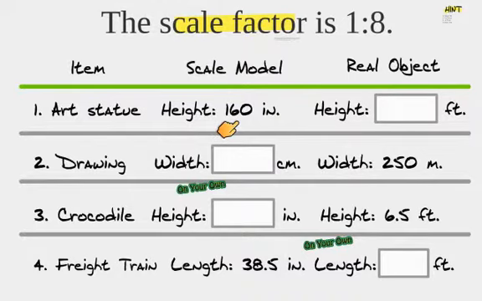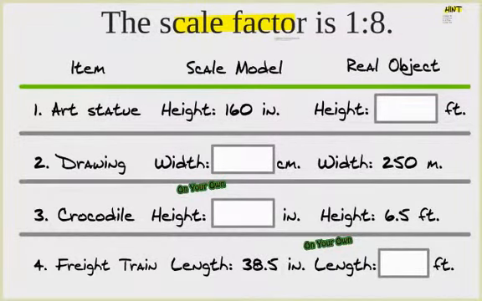So if the model is 160, how big is the real object? Well, the real object is 8 times as big. So what do you do here? Multiply this by 8, and then make sure you convert it to feet. What you can do is set up the proportion here. We know that our scale factor is 1 over 8, and we know that our model is the smaller size, so we cross multiply and divide. So we take the 160, multiply it now by 8. Not too bad.